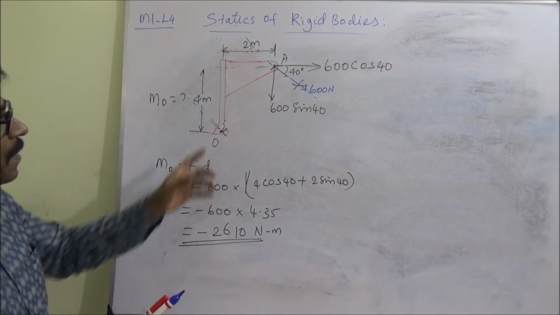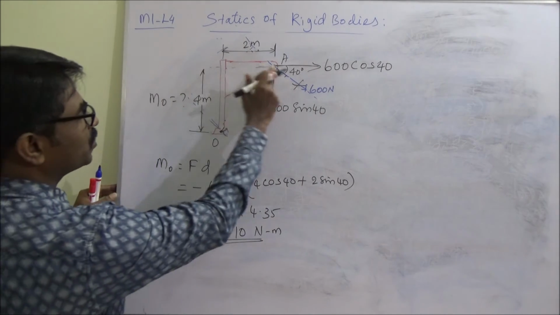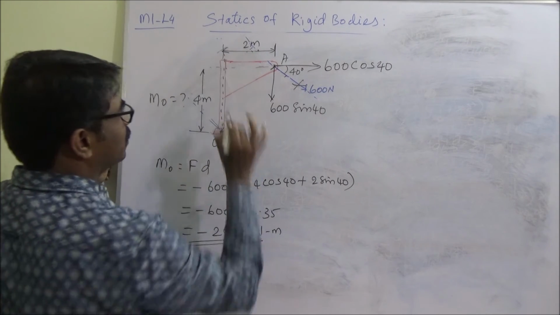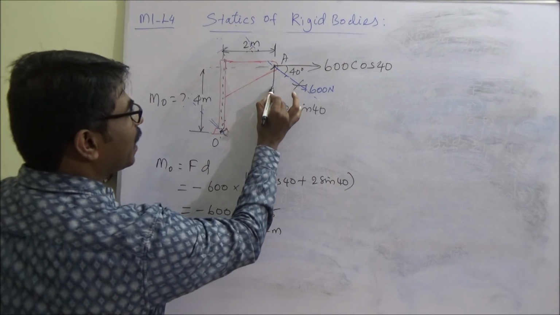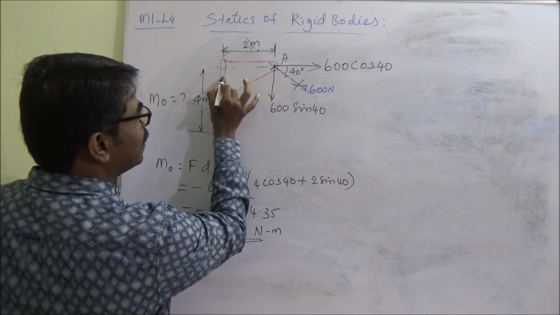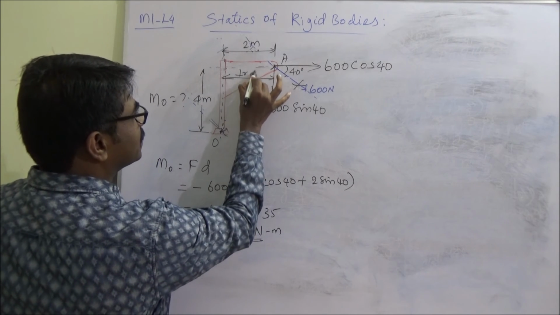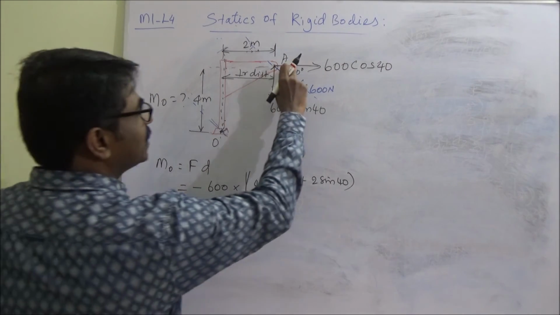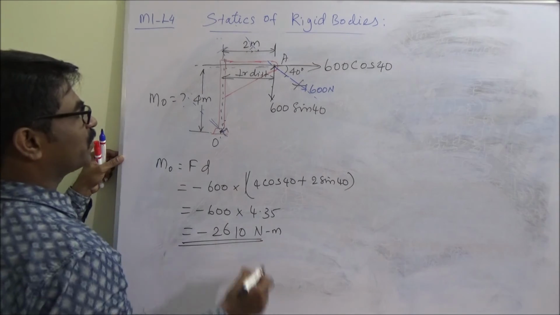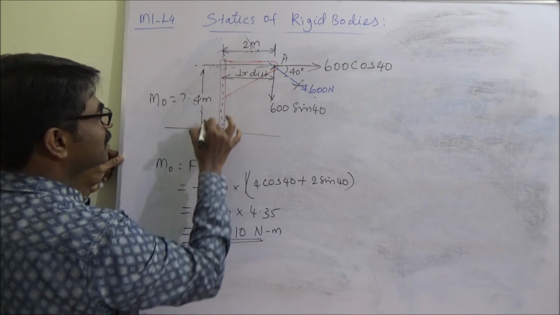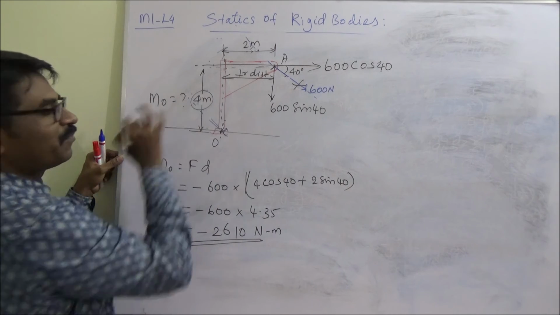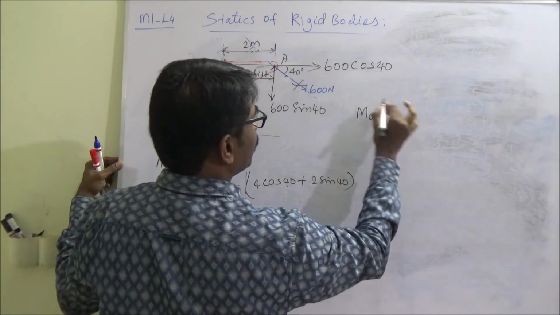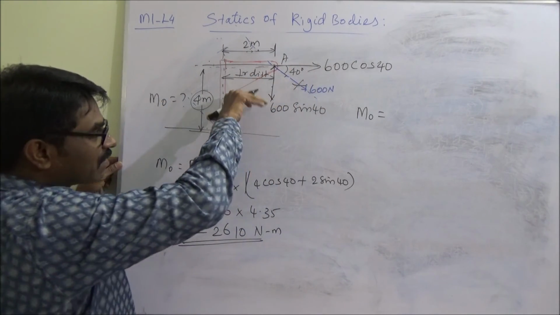Now you see the perpendicular distance for this force is 2 meter. How to do it? Draw an imaginary line which is passing through O, parallel to this force. Now these two forces are parallel and this is the perpendicular distance. So this perpendicular distance is 2 meter. Already it is given. This is the line of action of the force and this is the parallel line. This is the perpendicular distance. The perpendicular distance is 4 meter. So now how to find that?